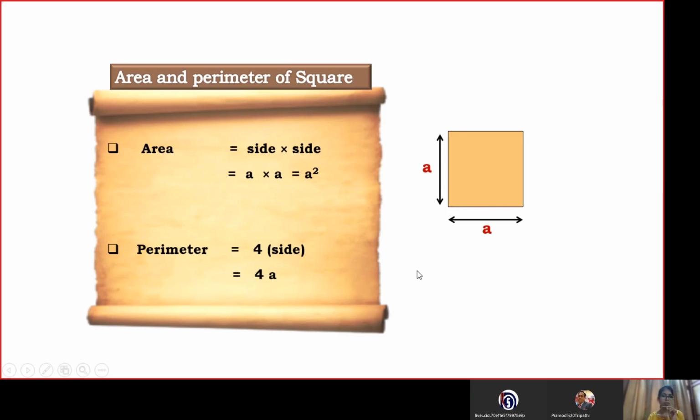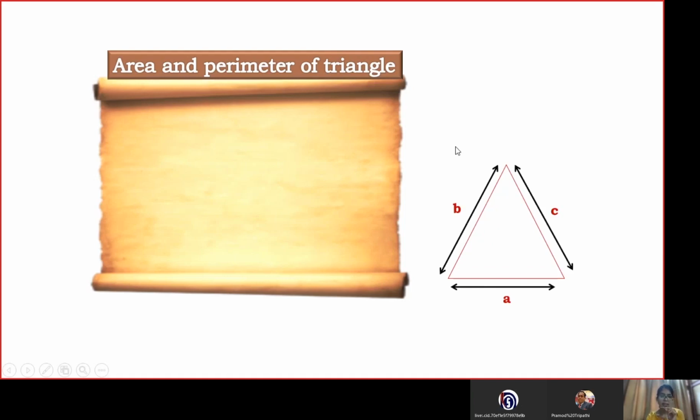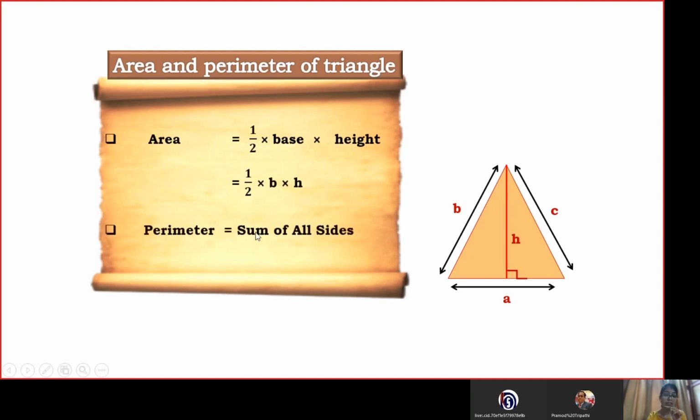Okay, moving on. Perimeter of a triangle. As the name suggests, tri. Tri means 3. So a triangle is a figure with 3 sides, supposedly A, B and C. Now, the area of a triangle is given by the formula half into base into height. Whereas the perimeter is given by the formula sum of all sides.